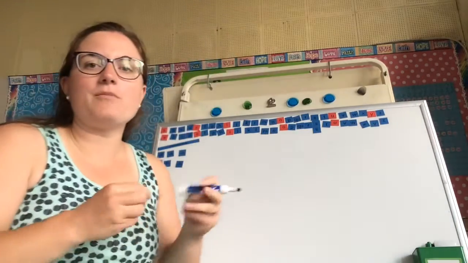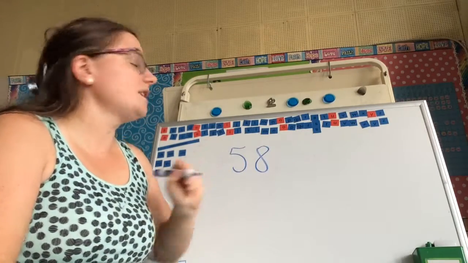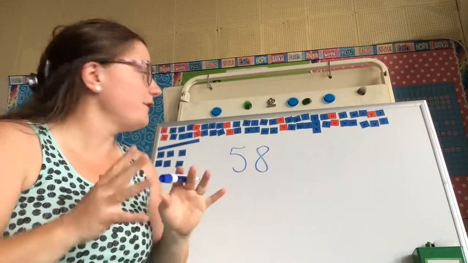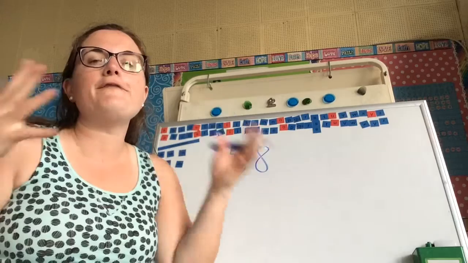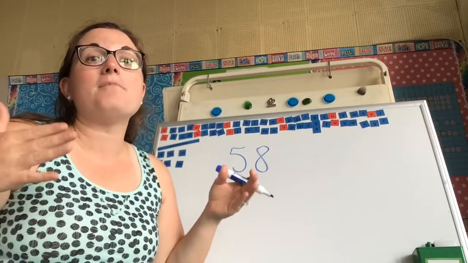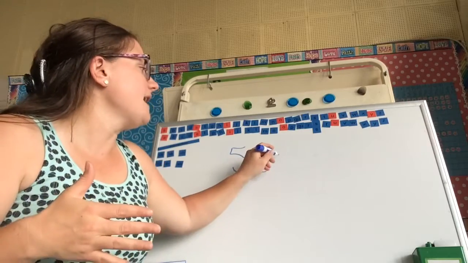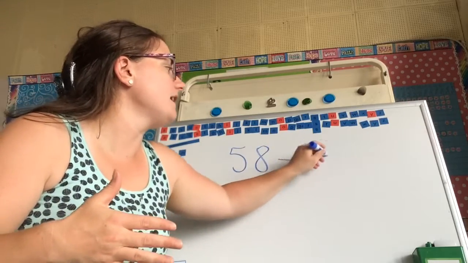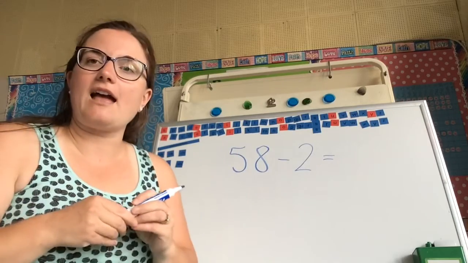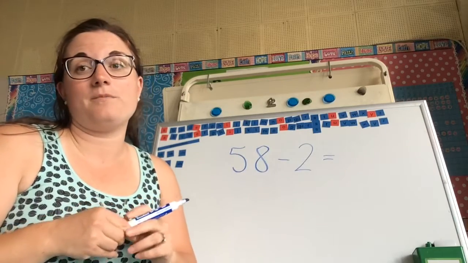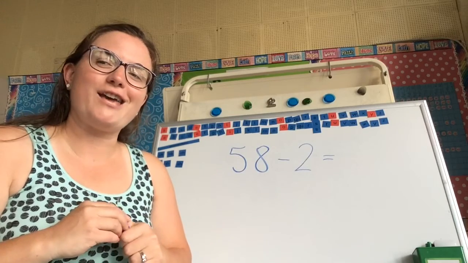So I'm going to put a number on the board, and I'd like you to say the number out loud. What number is that? 58. And I want you to think about that I have a pond and I have 58 geese in my pond. That's a lot of geese. So there's 58 geese in my pond, but 2 of them decide to fly away. How many geese would I have in my pond now? What do you think if I had 58 and 2 of them fly away?